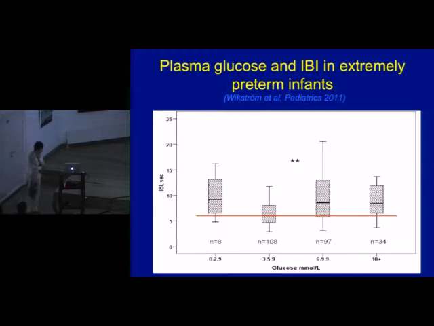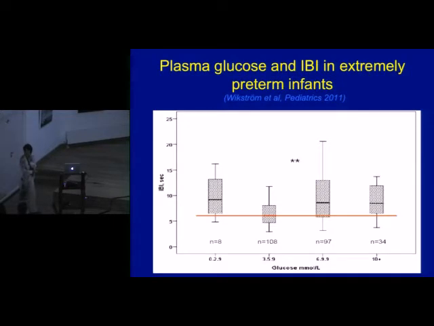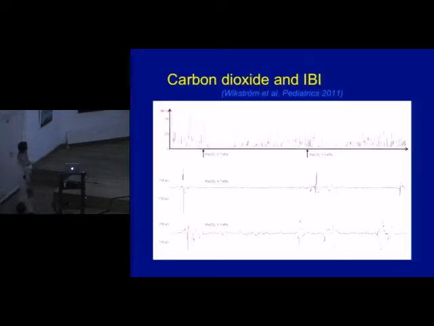They looked at EEG, and they looked at interburst interval in very immature babies, and they looked at glucose levels and CO2 levels in those babies. And what you can see is that the interburst interval is the shortest in babies with normal glucose levels. And when your glucose level goes up, your interburst interval increases, as it does with lower glucose levels. And the same thing happens with CO2.